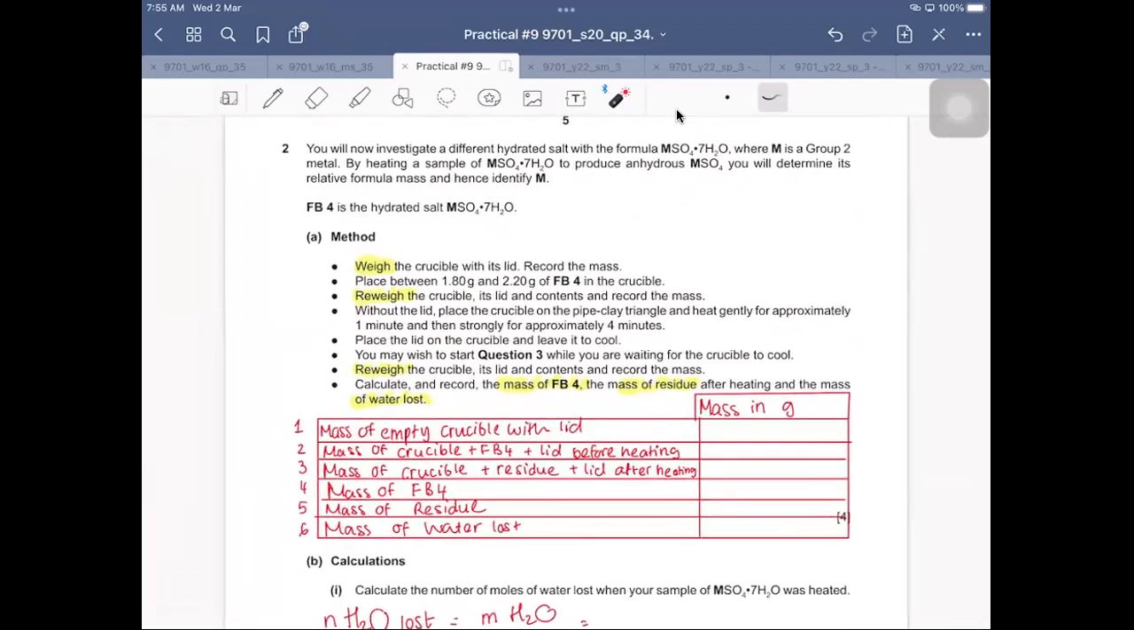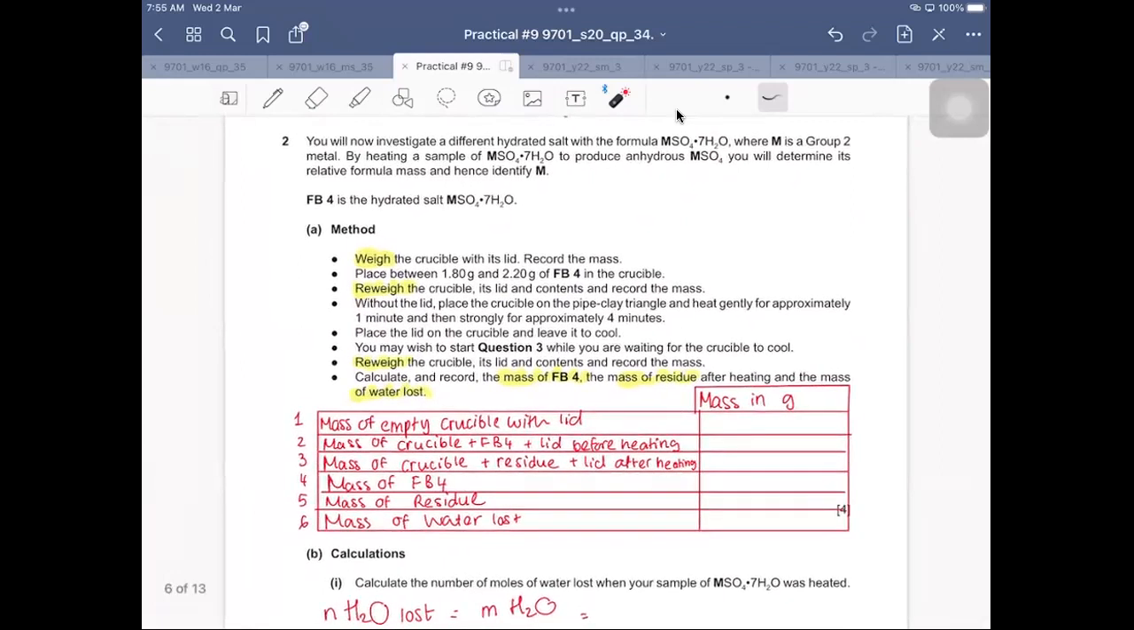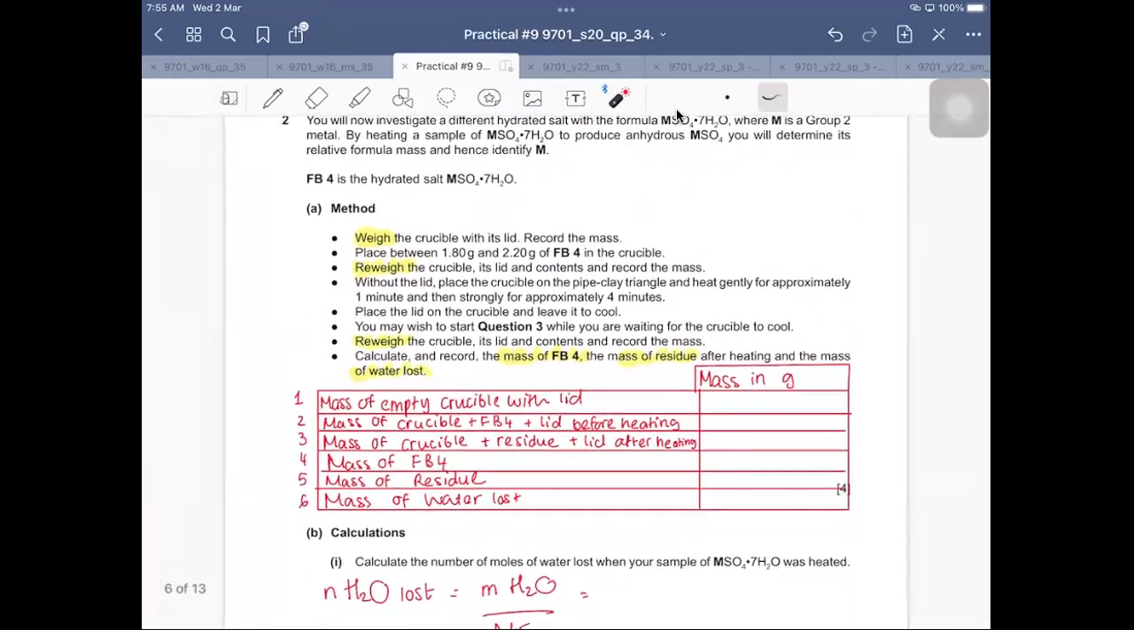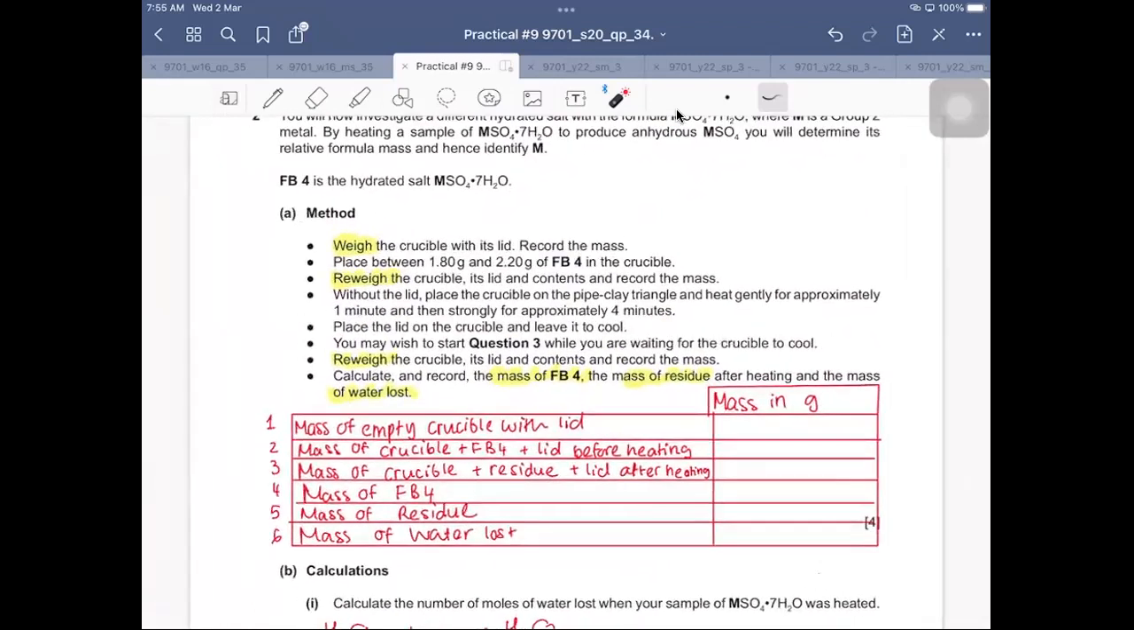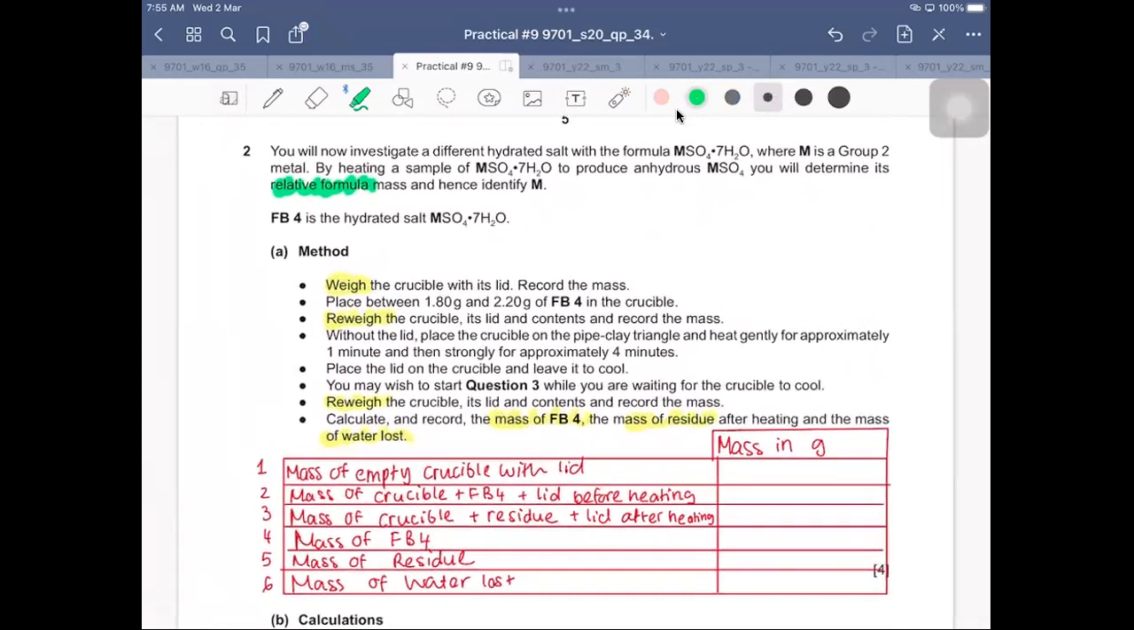I also don't remember what we did in question 2. So you heated a solid and you will determine its relative formula mass. Sometimes it helps to read quickly the little bit of introduction to your practical, because I know all of you will just jump straight to the method because you want to start the practical as fast as you can.